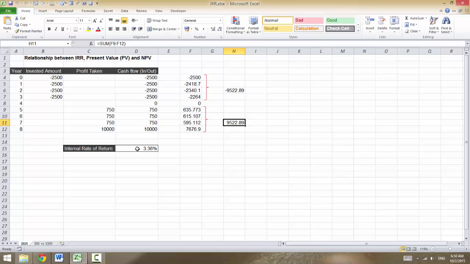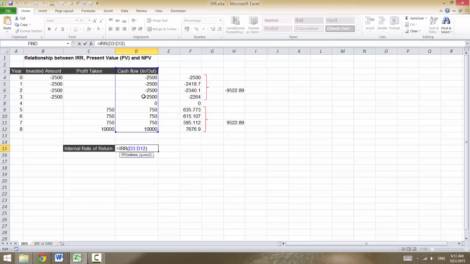That interest rate is called the internal rate of return. What you pay is equivalent to what you receive in today's terms. So that's why there is a discounting factor. So 3.36 is the IRR. All you need to do is take whatever is cash in, whatever you have invested, and whatever you have taken back as an investor.